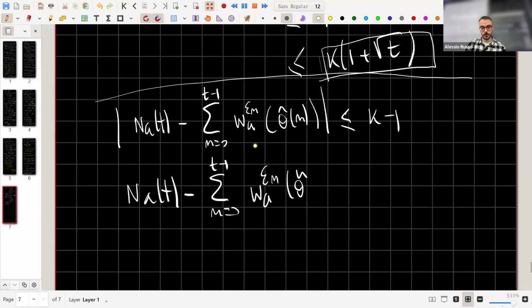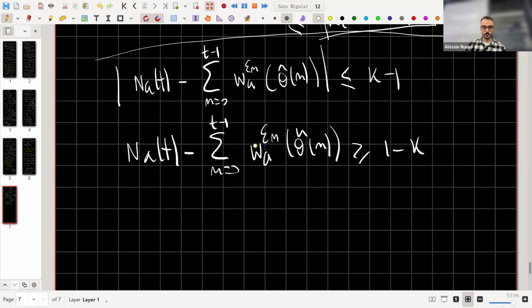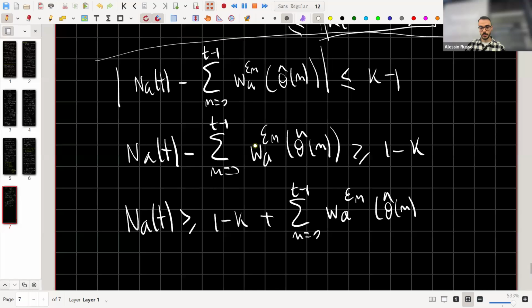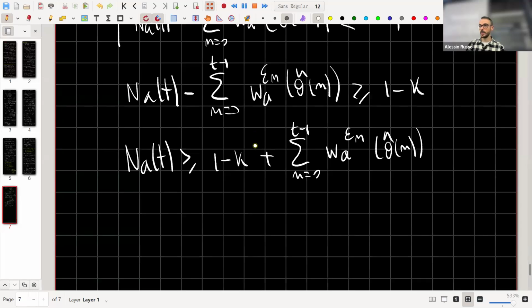So we remove the absolute value, and we know that this difference is bigger than 1 minus k, which also means that NAT is lower bounded by 1 minus k plus the sum of the W projected on the clipped simplex. But each WA is lower bounded by epsilon n.